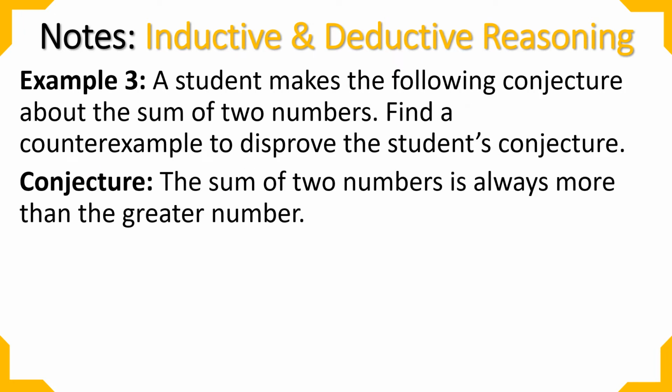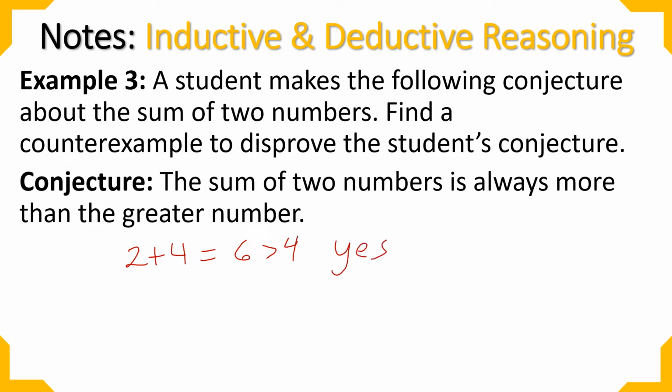Let's take a look. Example 3. A student makes the following conjecture about the sum of 2 numbers. Find a counterexample to disprove the student's conjecture. The conjecture is as follows. The sum of 2 numbers is always more than the greater number. So let's try that. If I add 2 numbers, for example, 2 plus 4, the sum is 6. Which of the 2 numbers is greater, 2 or 4? 4. Is 6 greater than 4?